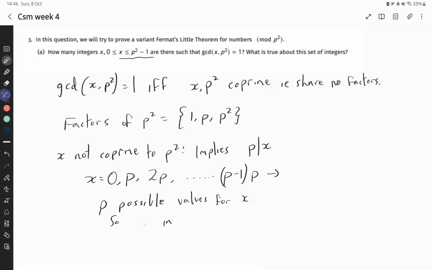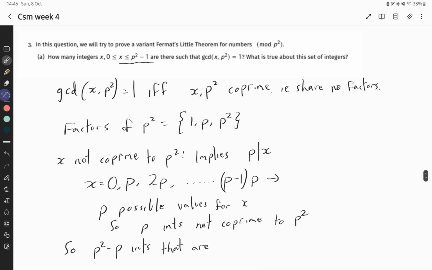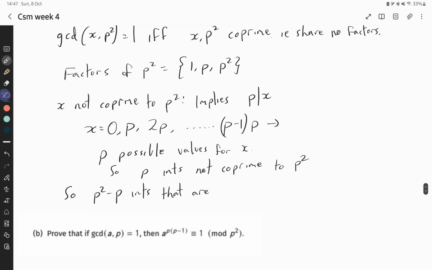So there are p values that are not coprime. So there are p squared minus p integers that are coprime, because recall that we're working mod p squared, so there are precisely p squared total numbers in our space.